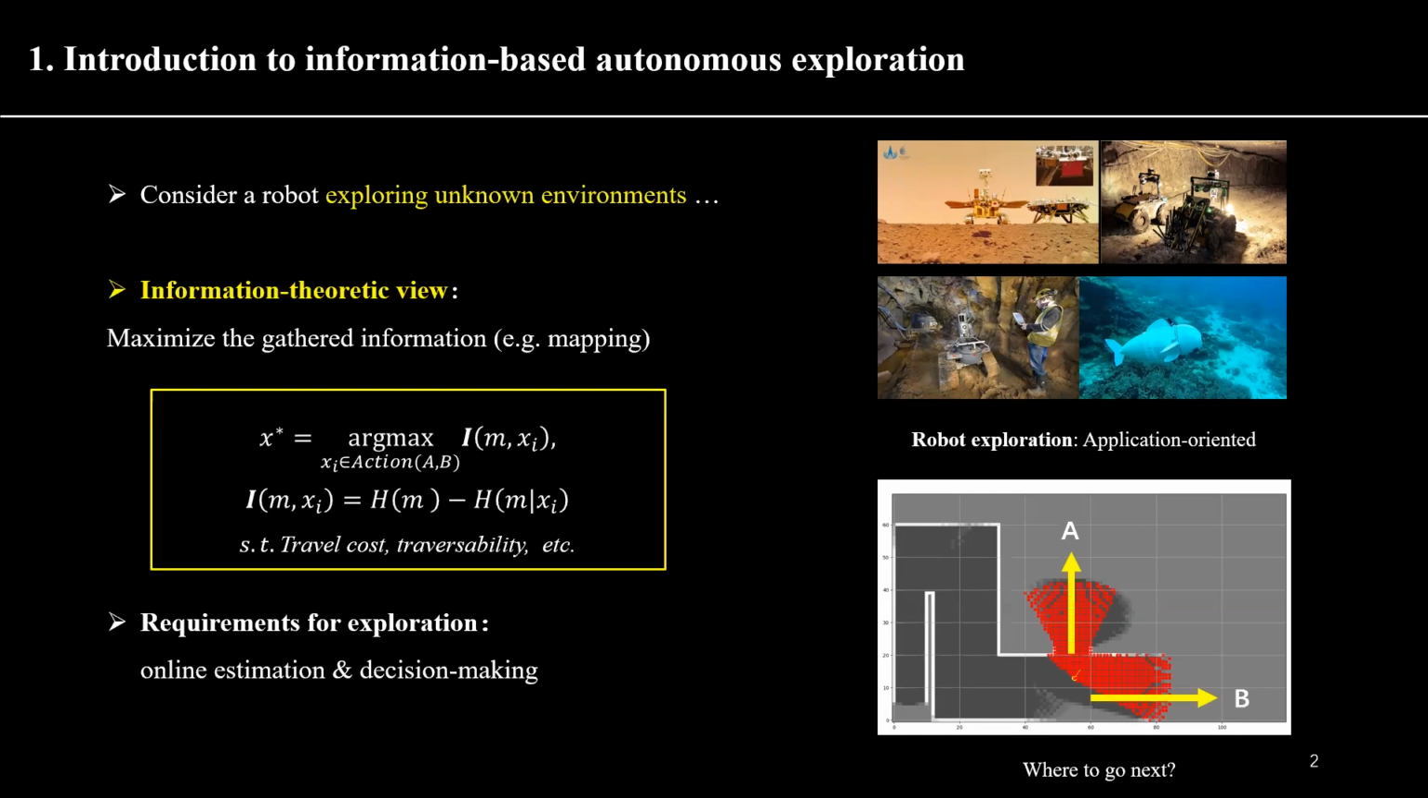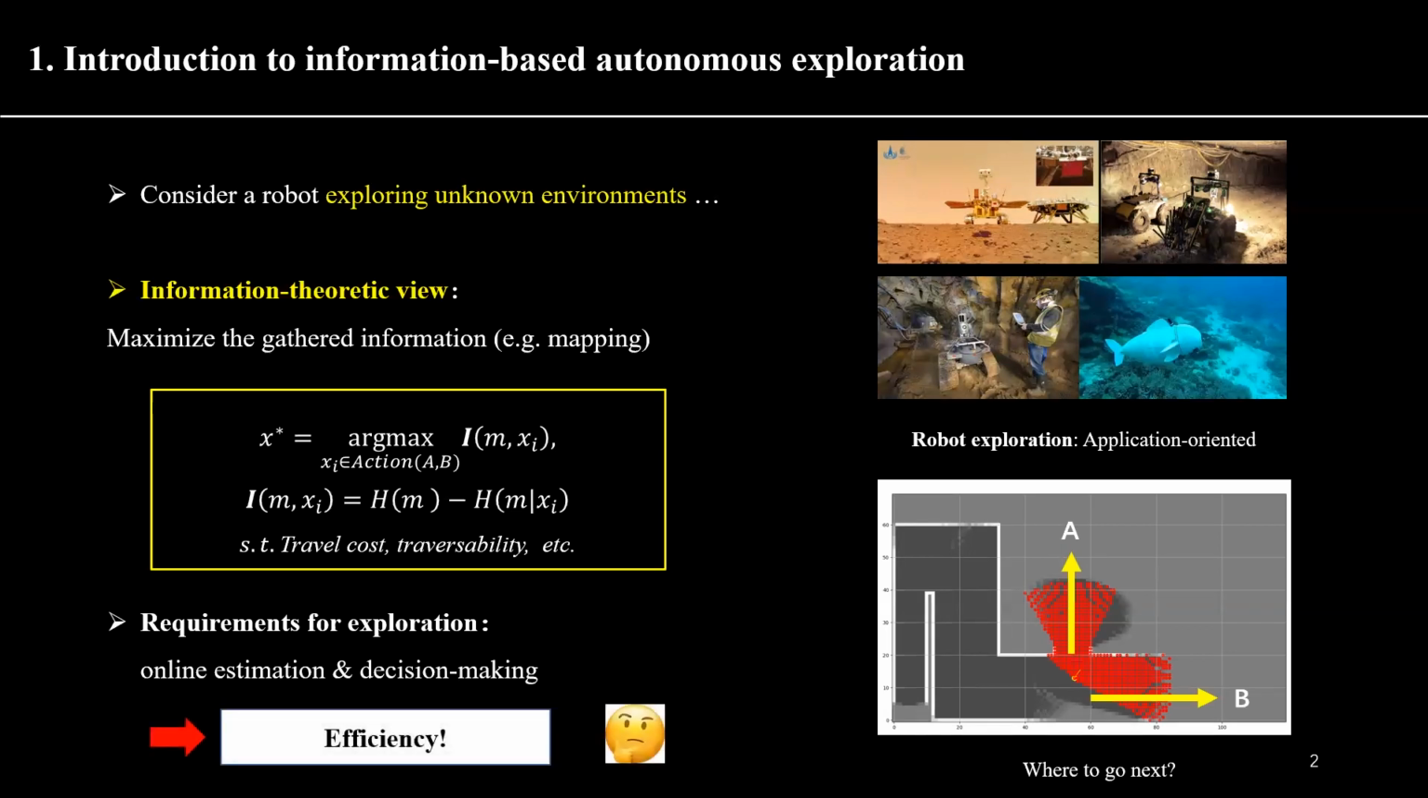A popular method to solve this robot exploration problem is to apply information theory, that is, we can choose the travel action that maximizes the gathered information under some constraints such as travel cost and traversability. It's easy to see that it needs the robot to conduct online state estimation and decision-making in exploration. So one of the key requirements for completing information gathering tasks well is to ensure exploration efficiency.